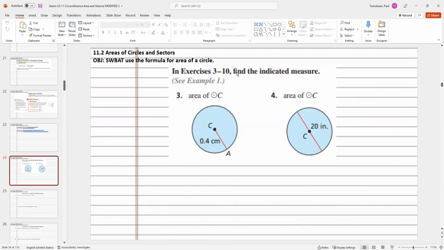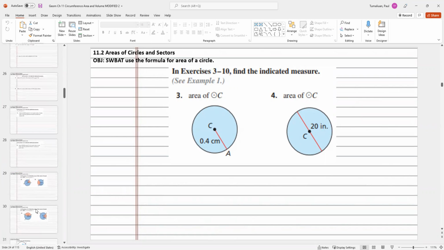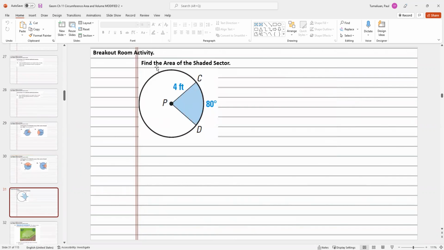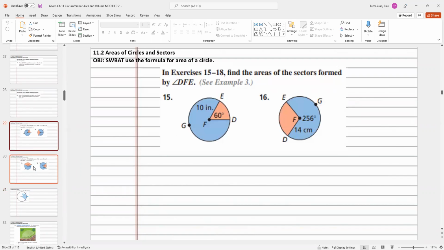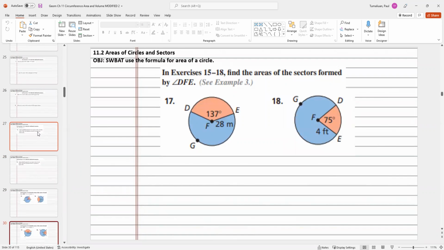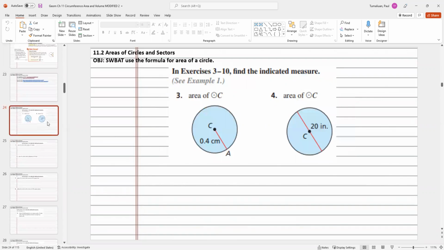All right, and let's look at the exercises. And the breakout room is going to be finding the area of the shaded sector. So it's going to be similar to 15, 16, 17, 18, etc. So find the indicated measure. So we just want to find the area of circle C.